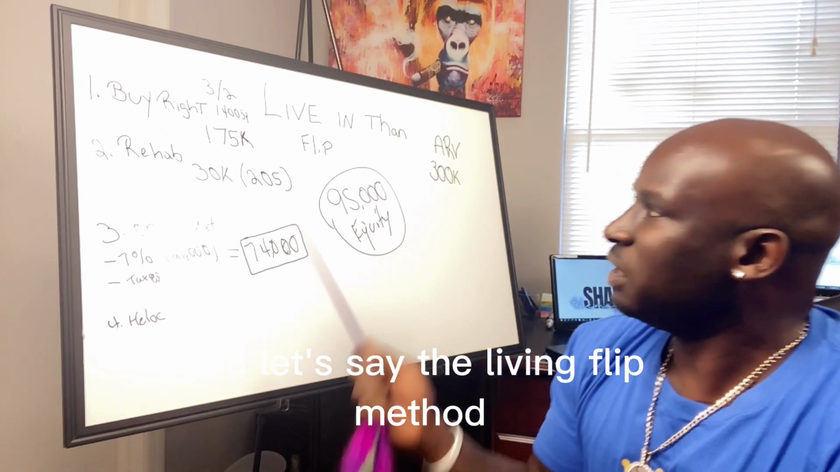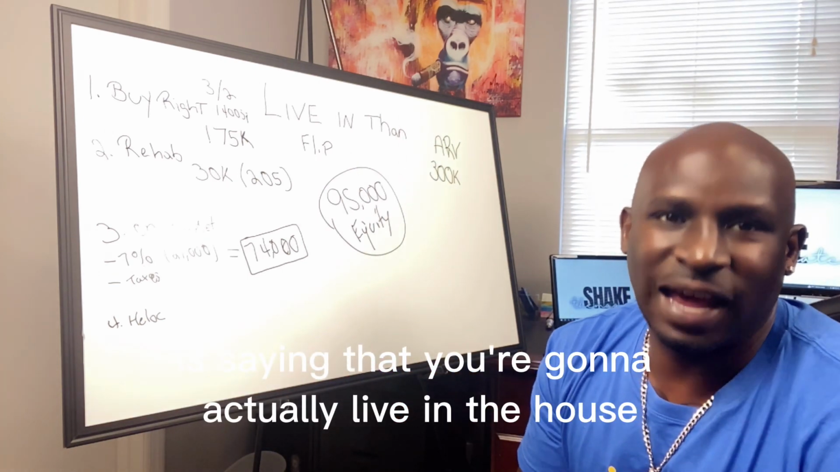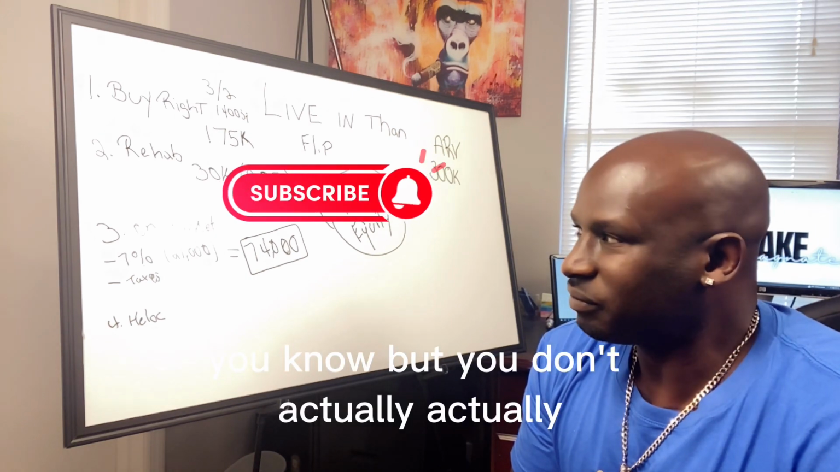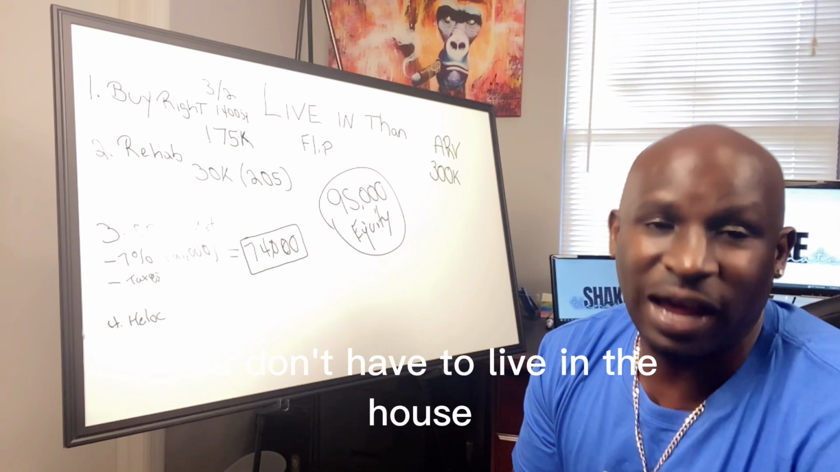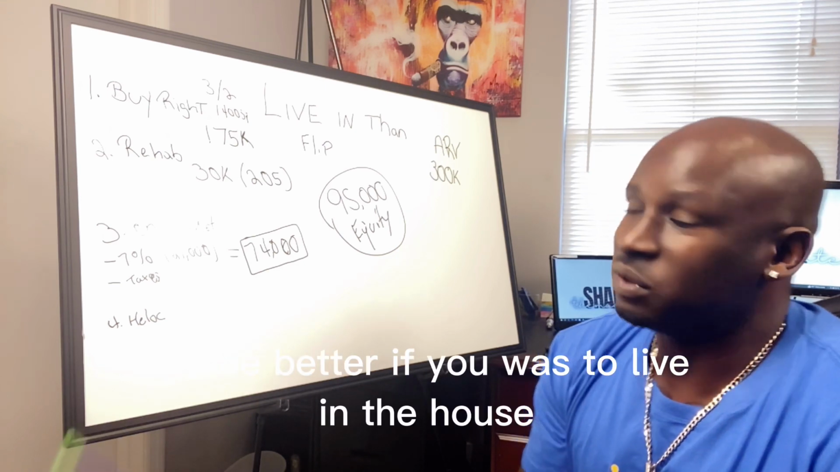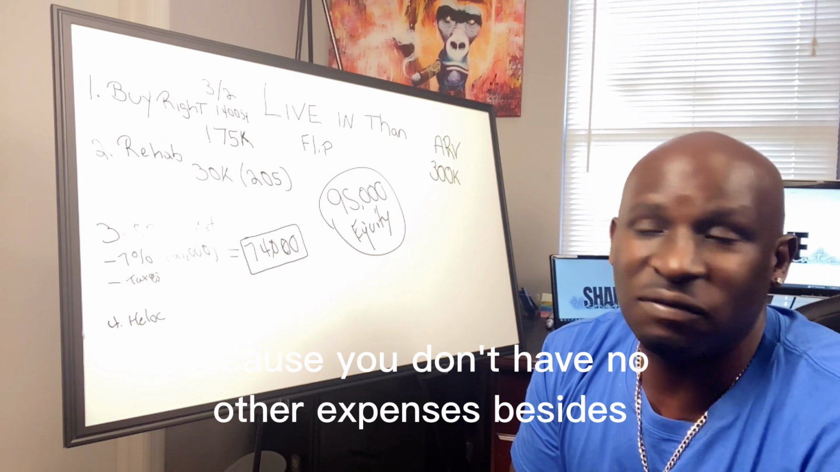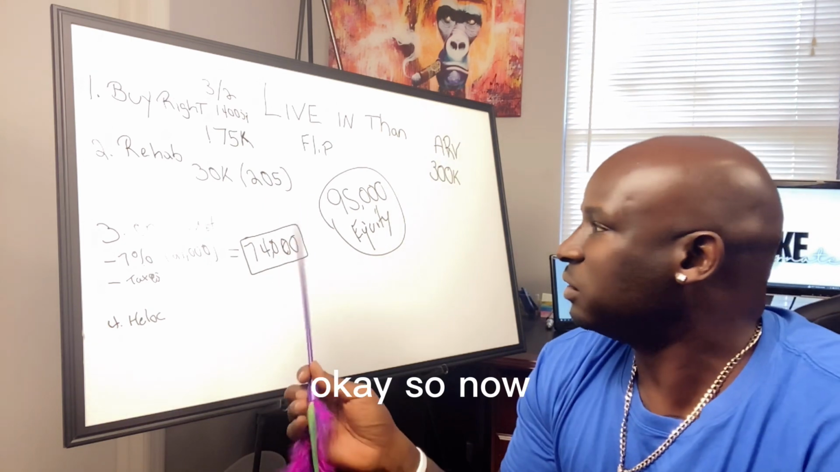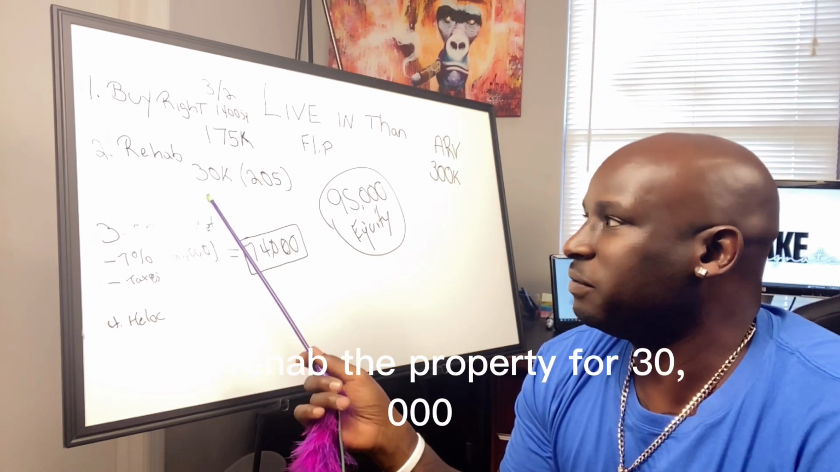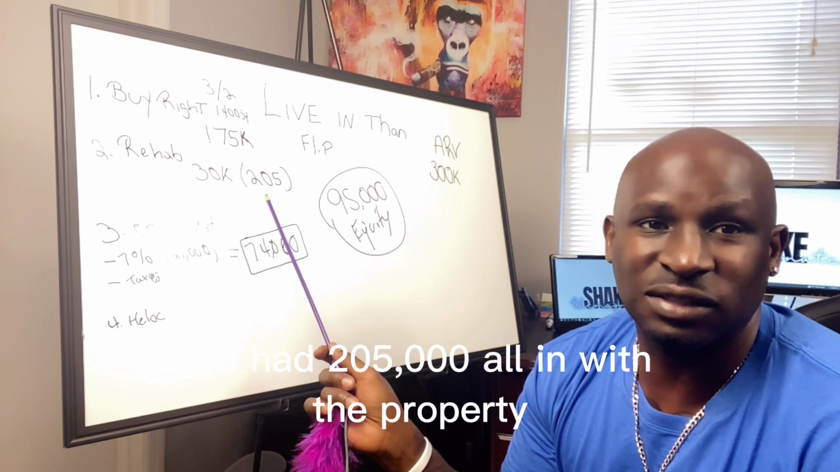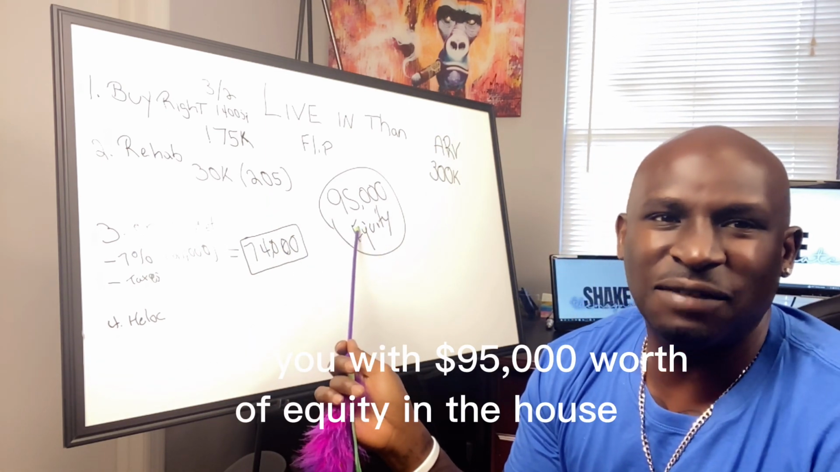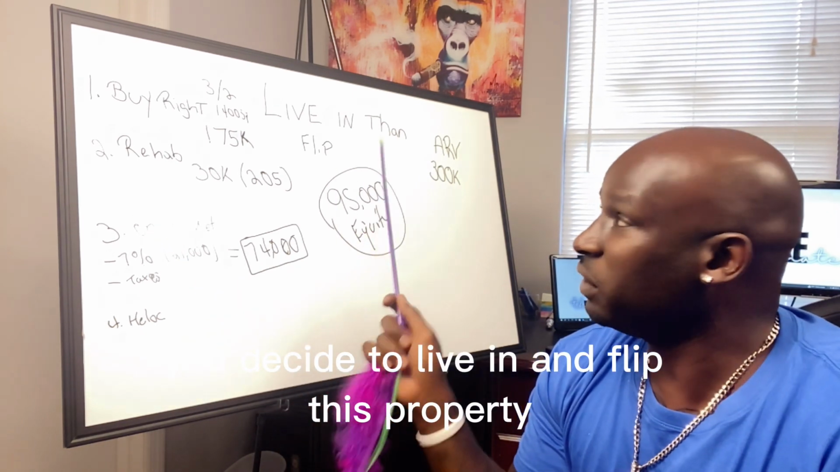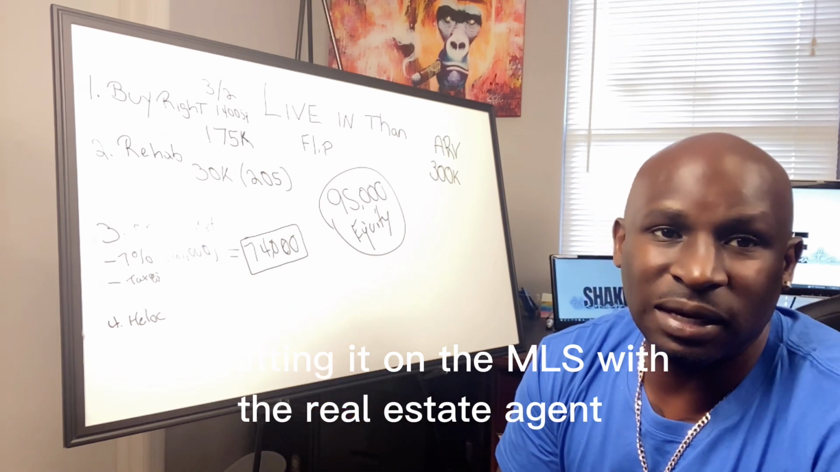And let's say the live-in flip method is saying that you're going to actually live in the house while you're rehabbing the house. But in actuality, you don't have to live in the house. It'd be better if you were to live in the house because you don't have any other expenses besides the house, right? Okay, so now you rehab the property for $30,000. You add $205,000 all in with the property, which leaves you with $95,000 worth of equity in the house, and you decide to live in and flip this property by putting it on the MLS with the real estate agent.